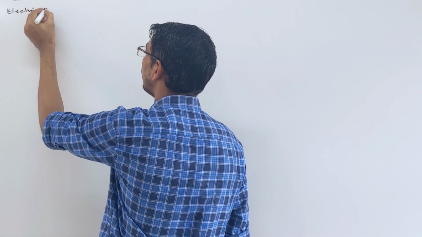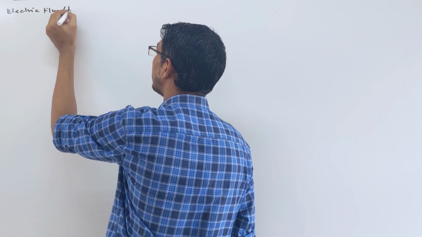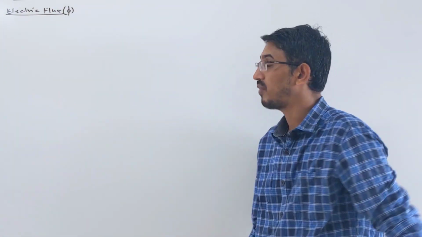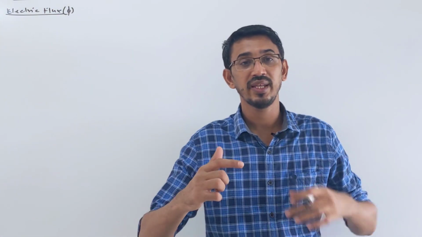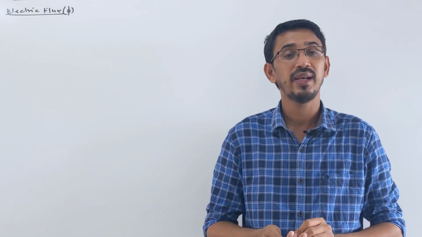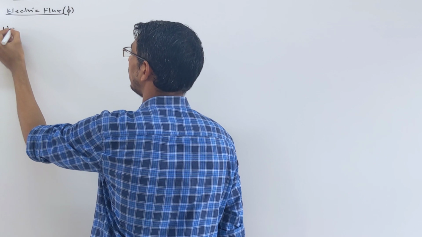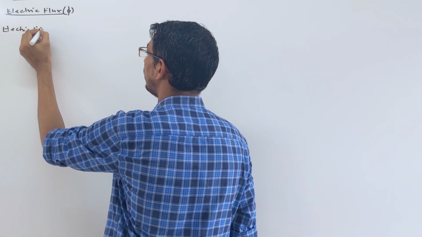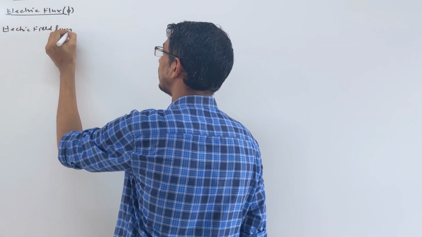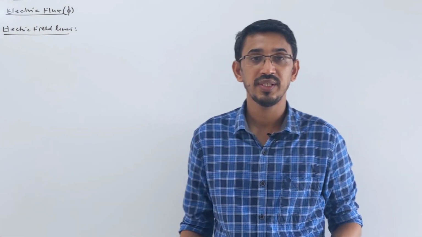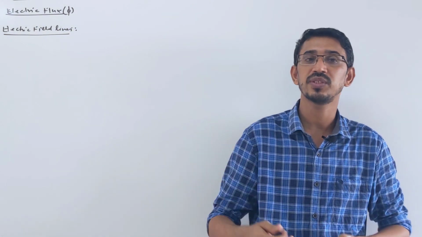Electric flux, we represent by the phi symbol. But before I go to electric flux, let's discuss a little bit again about the electric field, I mean the field lines. Do you understand what electric field is? It is the space around a charge where the electric force can be experienced.